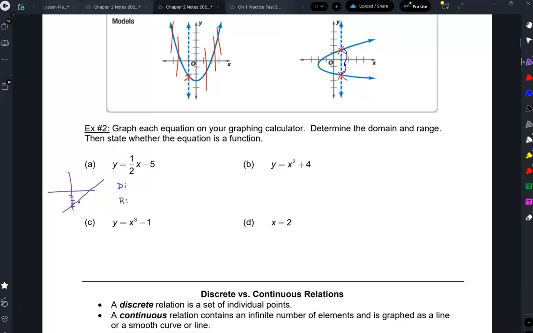Horizontally, how much of the graph does this take up? How much of the space does this graph take up? So it's going to expand on both sides, right? It's the whole thing, so it's all real numbers.